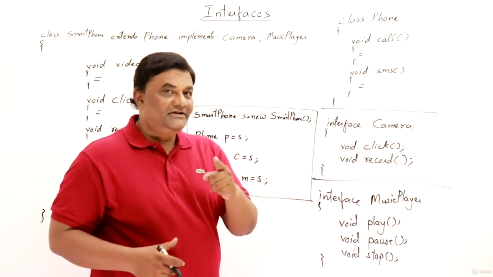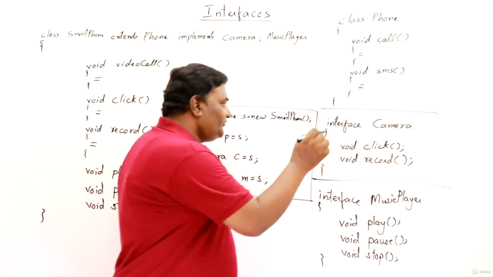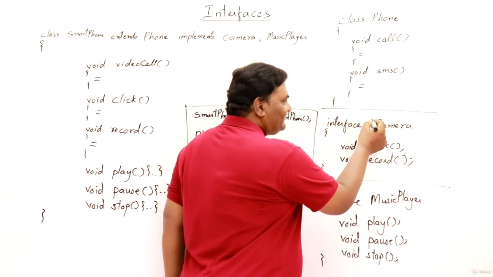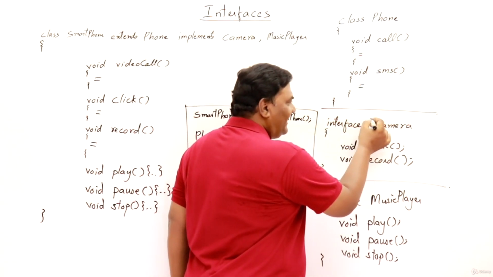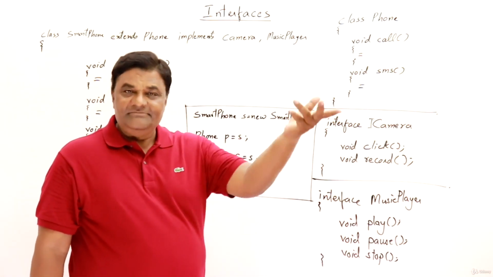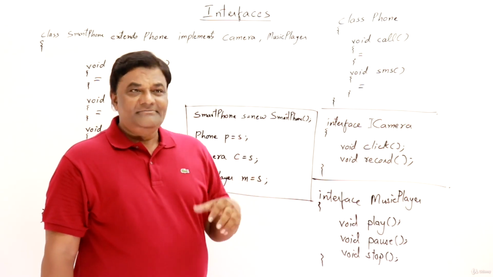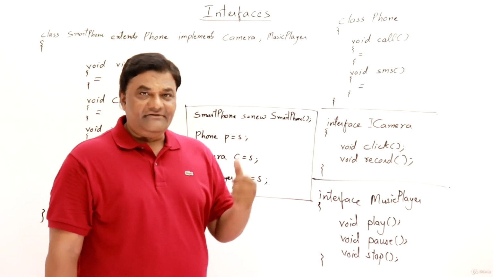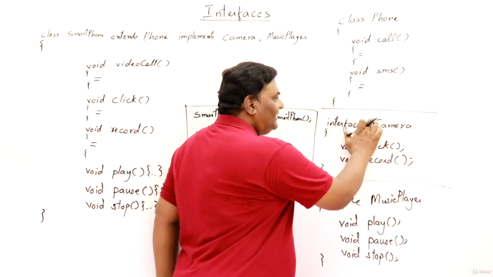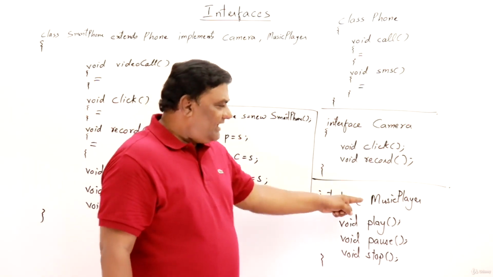In our example, we are using it as an interface because we are talking about a smartphone, right? Usually in Java, the practice is like this: instead of calling it Camera, we write ICamera. Camera can be a class, but when you make it an interface, ICamera is written, just for interfaces. I have not written I, so I'll fix it; it's better if you write I there. Same way, IMusicPlayer.